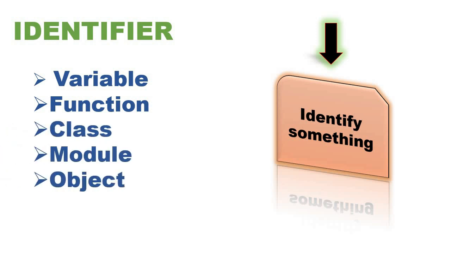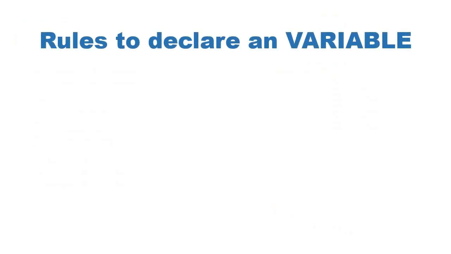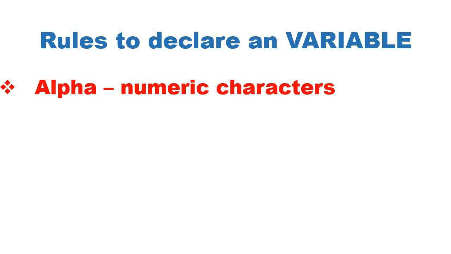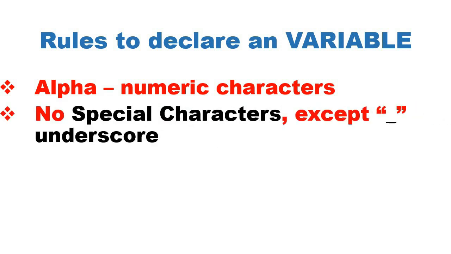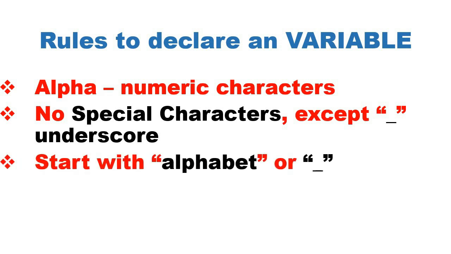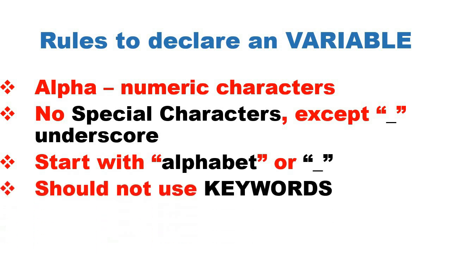We have certain rules to declare an identifier, or we can say a variable. First point is, it should be alphanumeric characters, that is from A to Z, these are the alphabets, and from 0 to 9, these are the numeric values. Second point is, no special characters except underscore should be used. Special characters in the sense at, ampersand, dollar, hash and all. And one more important point is, space is also a special character. Third point is, it should always start with an alphabet or underscore. Last one is, you should not use keywords as a variable. We will see what is meant by keywords.